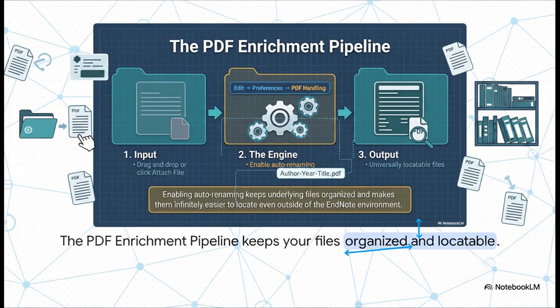And this automation can even reach down into your PDF files themselves. Think of it like a pipeline. You bring in a file, you go into your settings, and turn on auto-renaming with a consistent format like author, year, title, and EndNote just handles the rest. Now the files in your computer's folders are just as beautifully organized as your library.